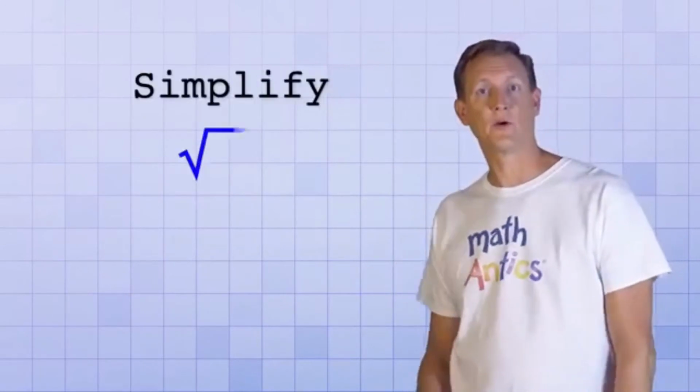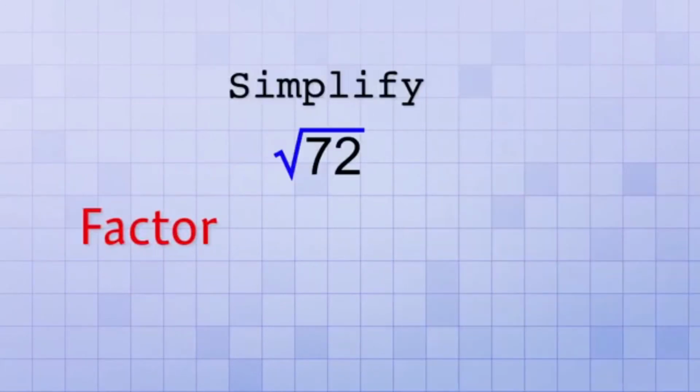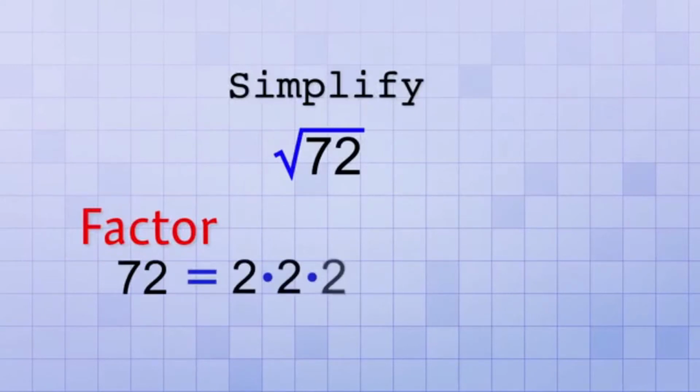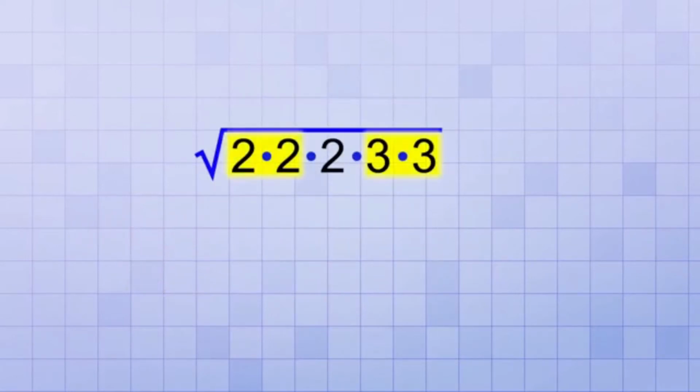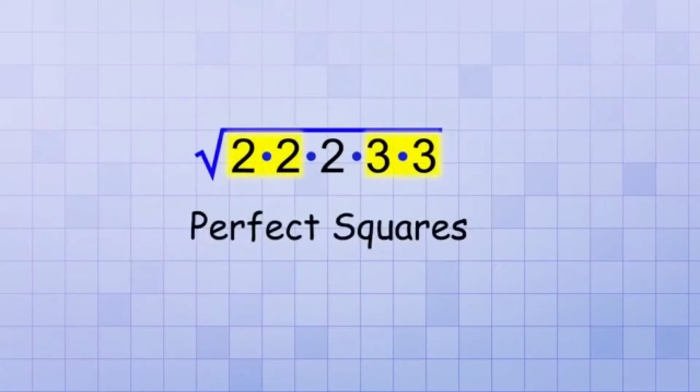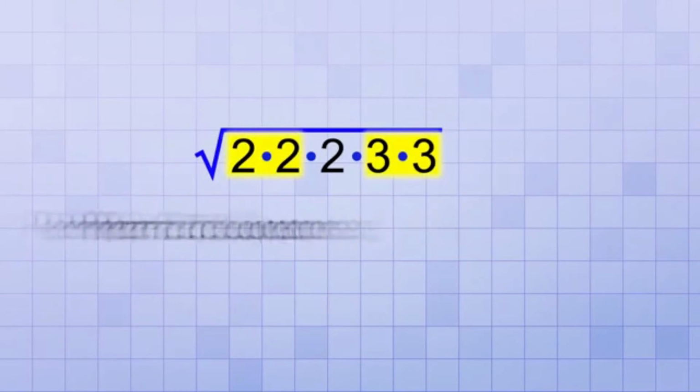Let's simplify the square root of 72. If we factor 72 all the way down to its prime factors, we get 2 times 2 times 2 times 3 times 3. As you can see, there are two pairs of factors that form perfect squares, 2 times 2 and 3 times 3. And there's a 2 left over that doesn't form a pair.